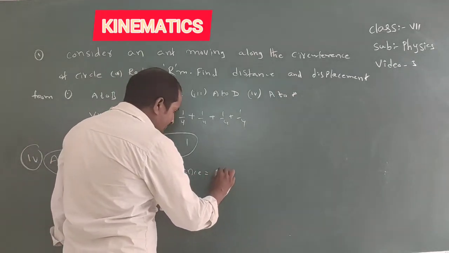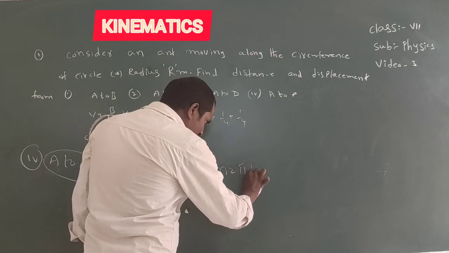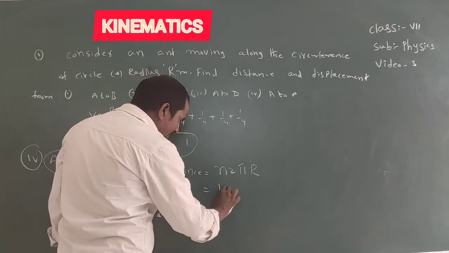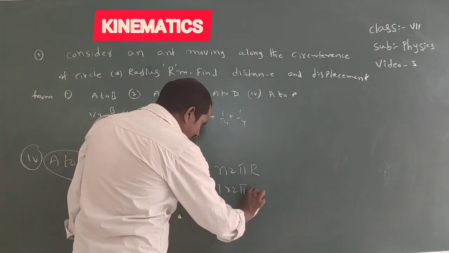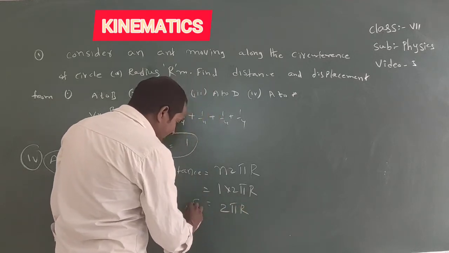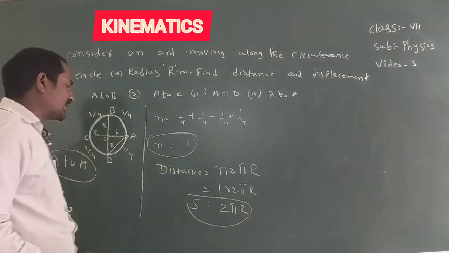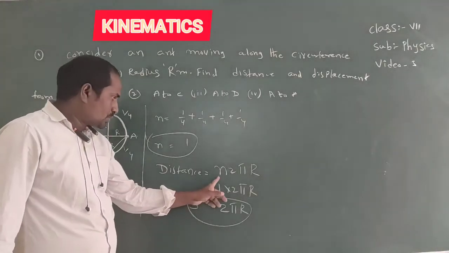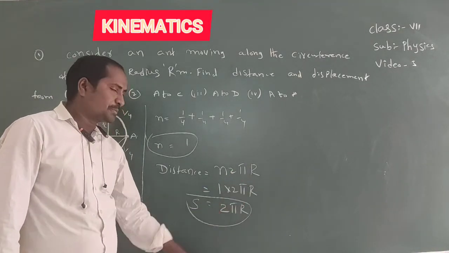Distance equals n into 2 pi r. What is the n value here? If n equals 1, then 1 into 2 pi r equals 2 pi r. That is the distance if n equals 1. If n equals 2, then 2 into 2 pi r, that is 4 pi r.